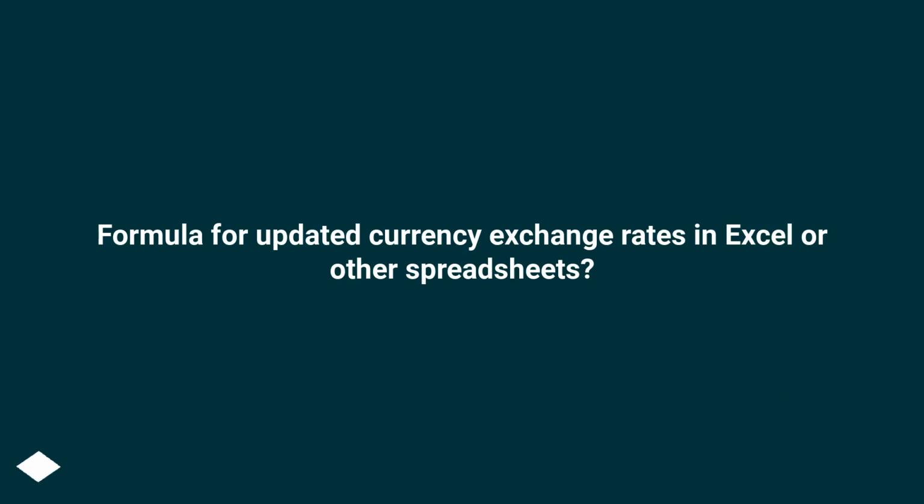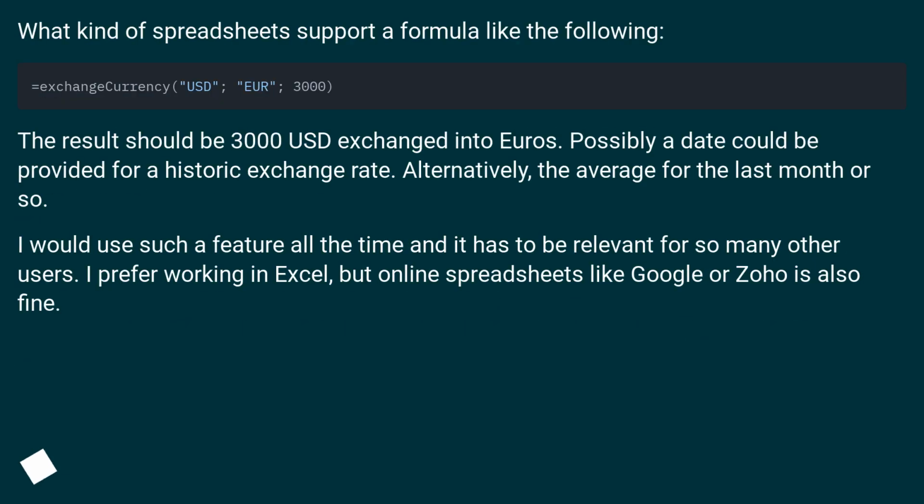Formula for updated currency exchange rates in Excel or other spreadsheets. What kind of spreadsheets support a formula like the following? The result should be 3,000 USD exchanged into euros. Possibly a date could be provided for a historic exchange rate. Alternatively, the average for the last month or so.